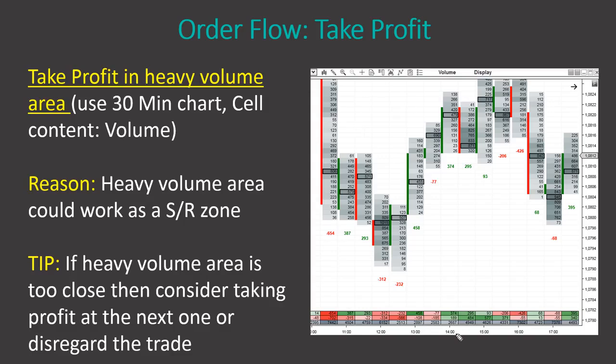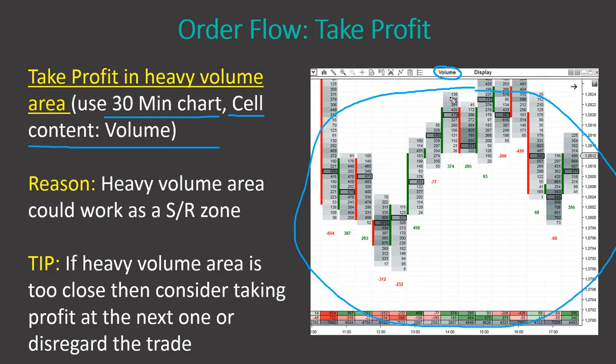Now for that, in intraday trading, I use a 30-minute chart, and the cell content is volumes. You can set this up in here, so the chart looks like this. Now the places where the heavy volumes were traded will be darker than the rest. So for example, in here, this is an area where heavy volumes got traded. Also, for example, in here, those dark shades of gray, all right?